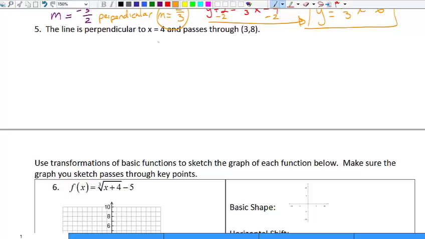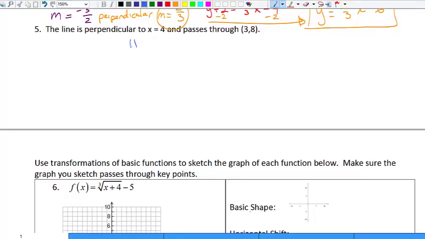Okay, so for this next problem, it says we need an equation of a line that is perpendicular to x equals 4 and passes through this point (3, 8). Because x equals 4 looks like the last two problems, very similar to it, but because x equals 4 is a special case, a Hoyvuk's case, this is actually super easy. It's probably one of the easiest ones on the exam.